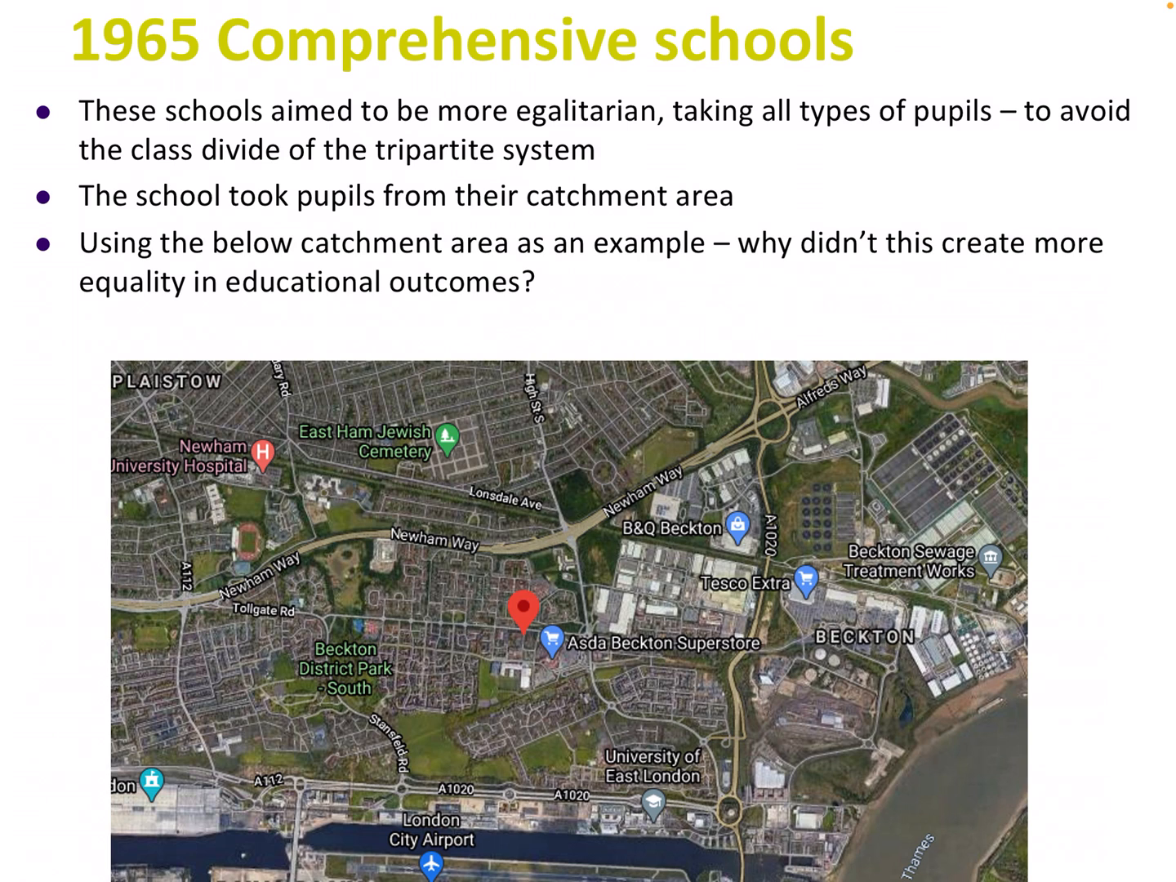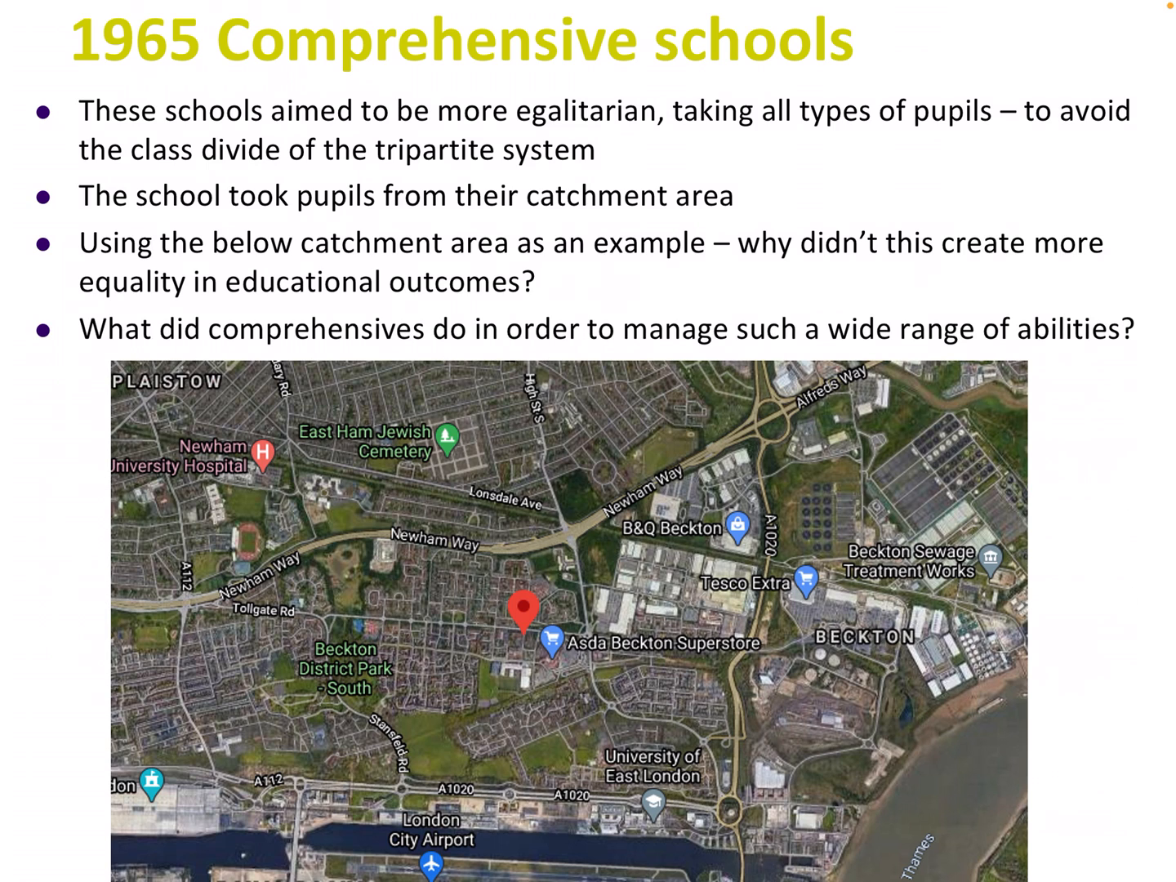The other thing worth remembering about comprehensive schools is that they had to manage a wide range of abilities. So what did they start to do in order to cope with that wide range of abilities, also in response to pressure from middle-class parents who were very worried about their precious young children being educated with the ruffians from down the road? What did they introduce to manage such a wide range of abilities, which again links back to the idea that they didn't really produce the equality of educational outcomes they desired?